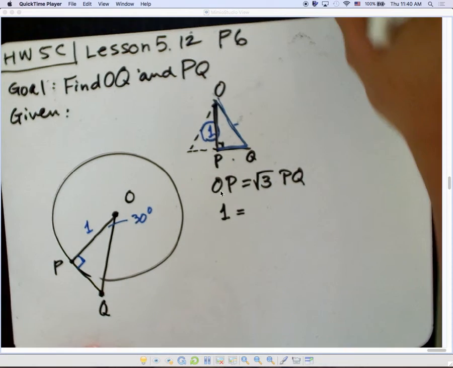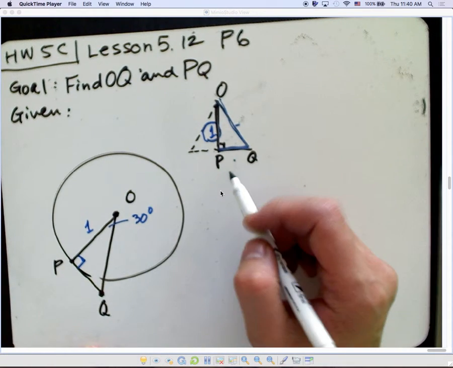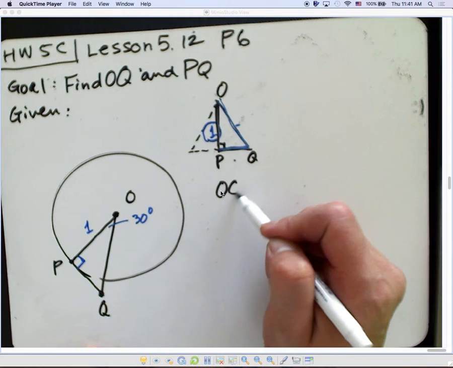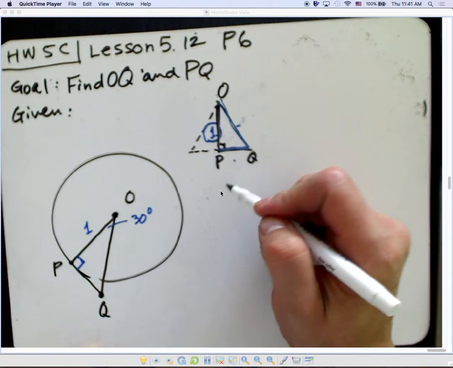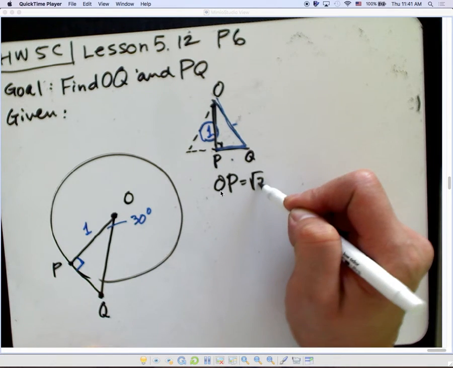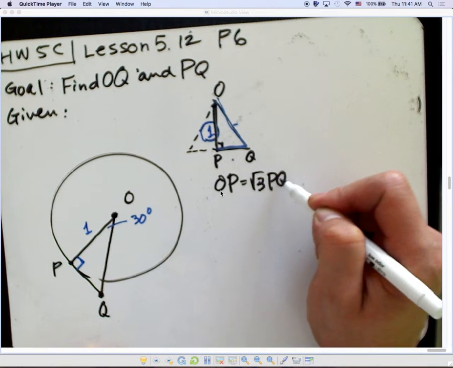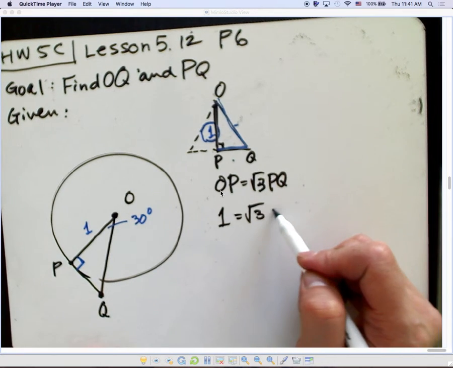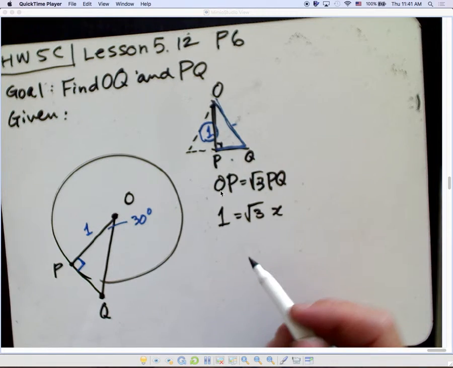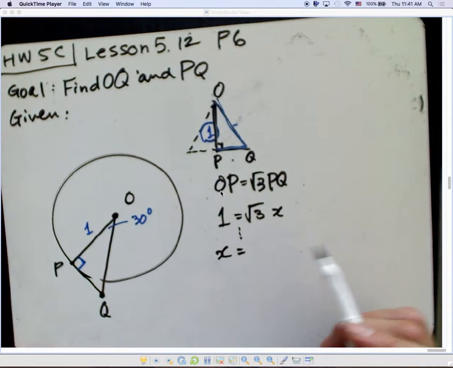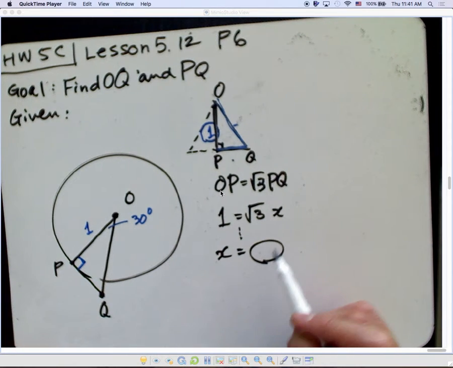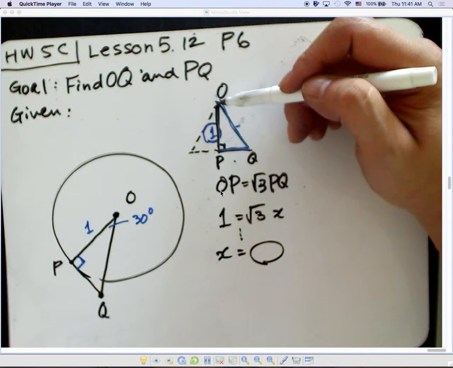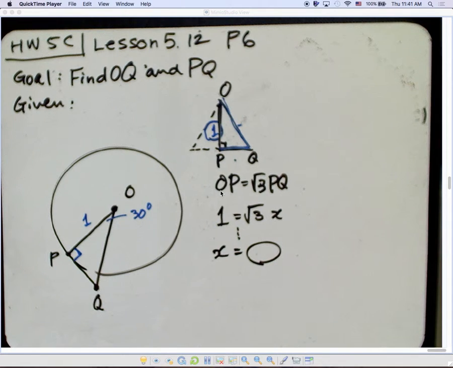I'm sorry, OP is square root of 3 times as long as PQ, and we know OP is 1. So you can solve this equation, let x be PQ, and do some math to find x. Whatever you get, you multiply by 2. That's going to be OQ. So that's 512.